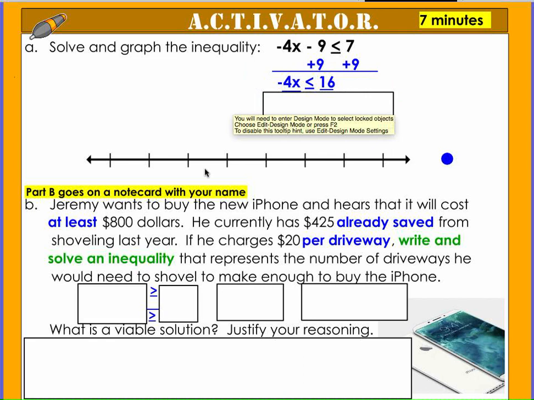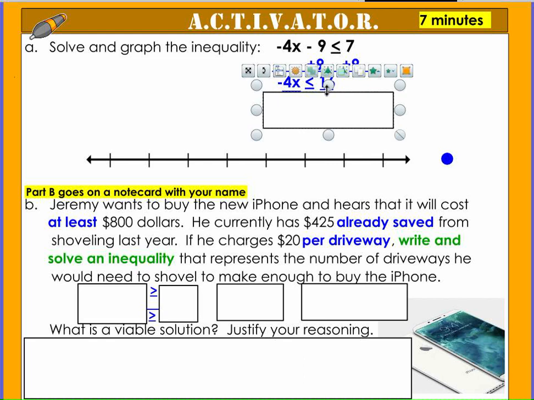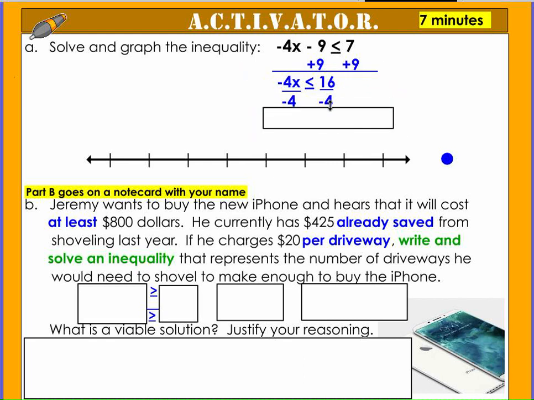We're then going to divide by negative 4. We're trying to get rid of this negative 4 here. So we're going to divide by negative 4 on both sides, which is all well and good. But there is something that happens with an inequality that does not happen with an equation. Do you remember what that is?